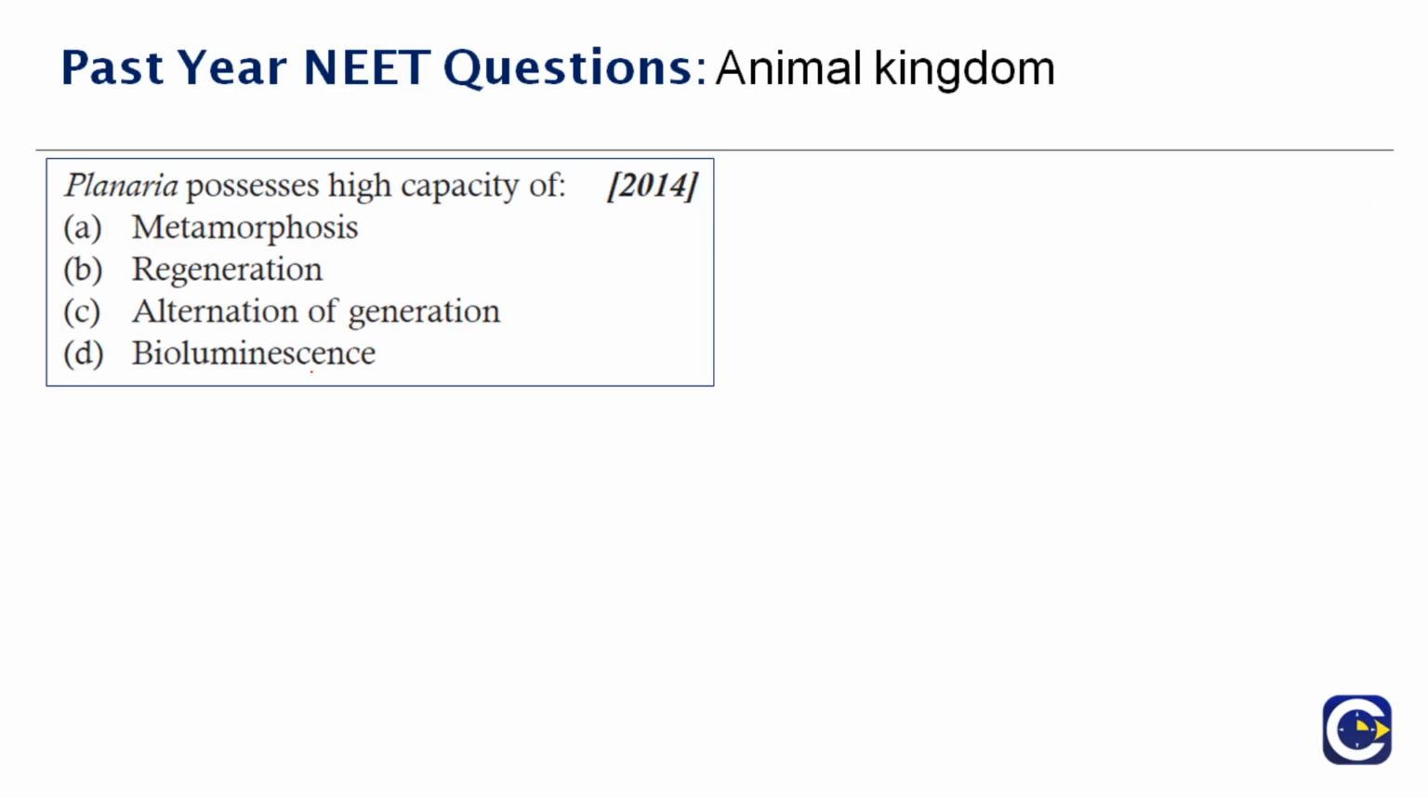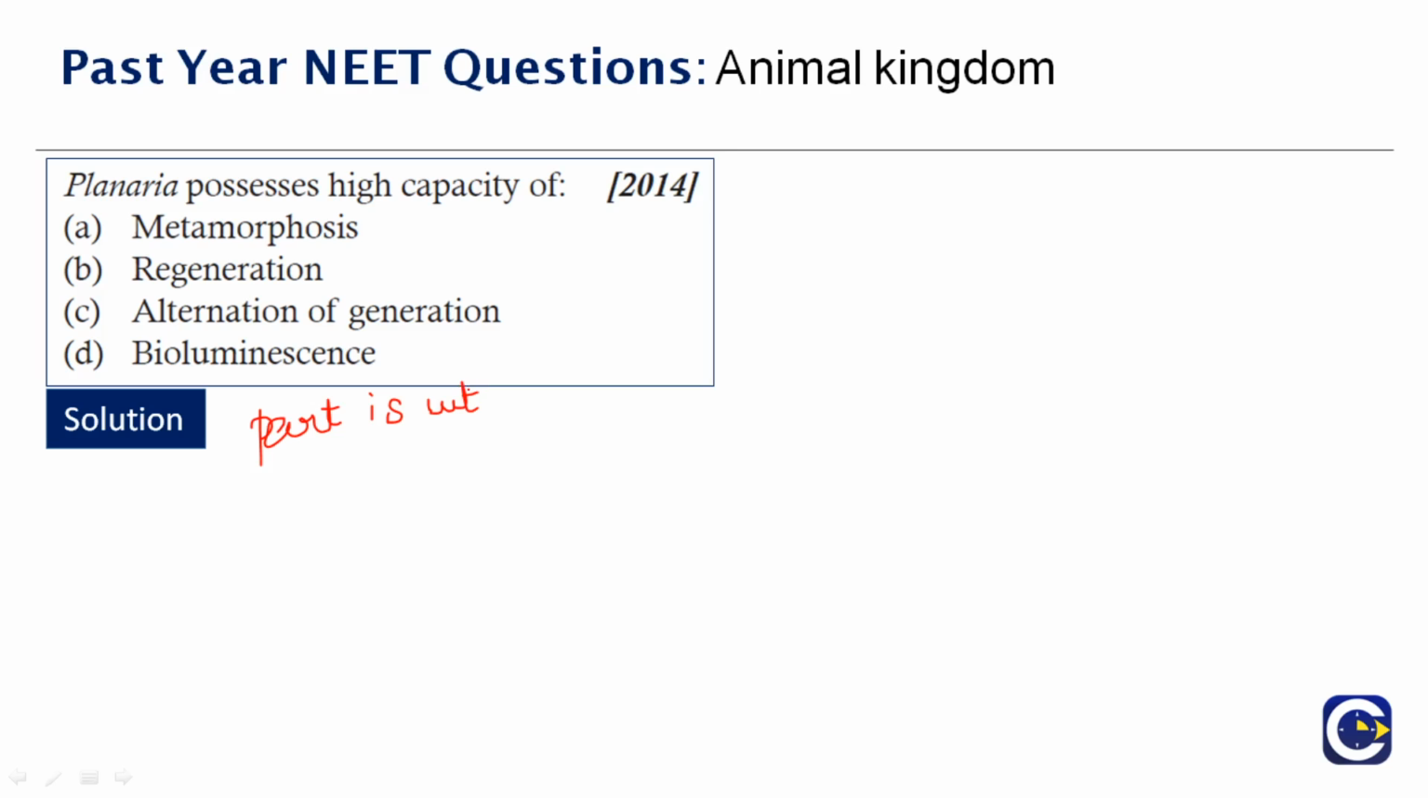Okay, next question here. Planaria possesses high capacity of dash. This is a very easy question for you to answer, I think. By now you'd have guessed the answer. Yes, the right answer is regeneration. What do you mean by regeneration? Imagine a part is cut during unfavorable conditions, when the animal is hurt, or it can be anything. The part will get regenerated again.